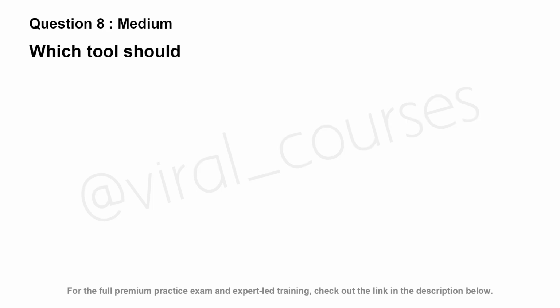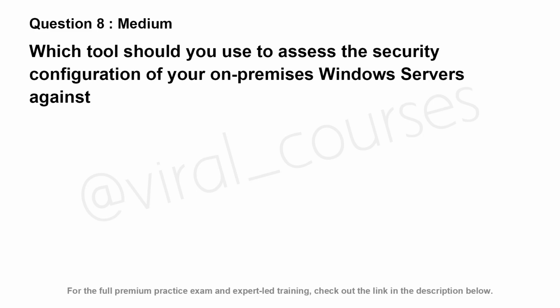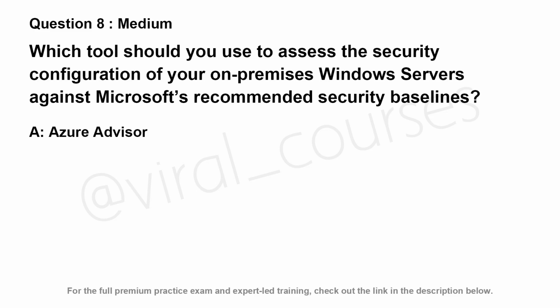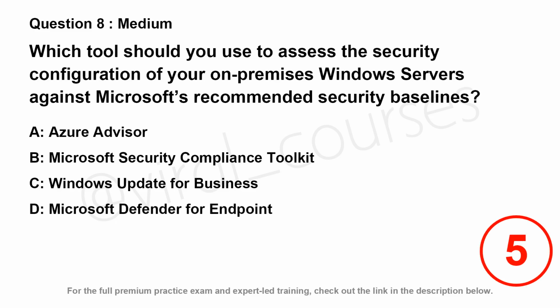Which tool should you use to assess the security configuration of your on-premises Windows servers against Microsoft's recommended security baselines? Option A, Azure Advisor. Option B, Microsoft Security Compliance Toolkit. Option C, Windows Update for Business. Option D, Microsoft Defender for Endpoint.